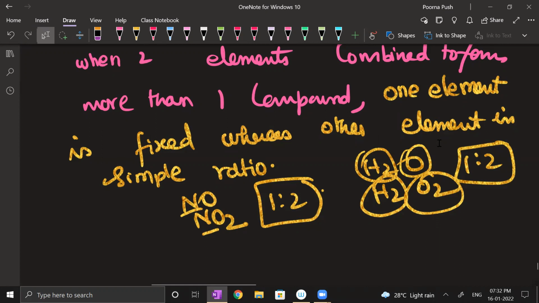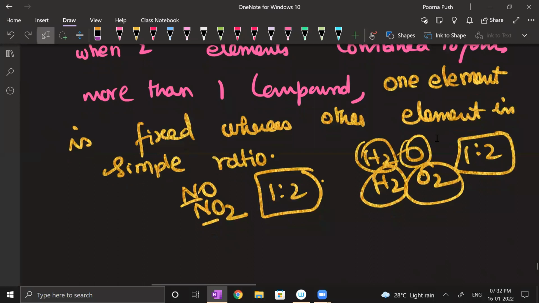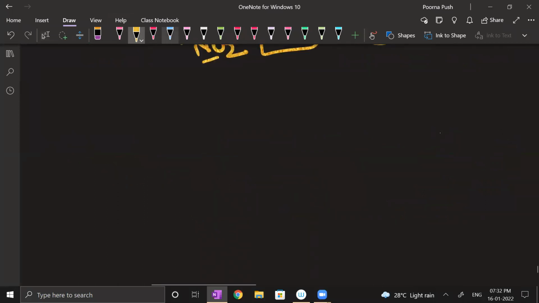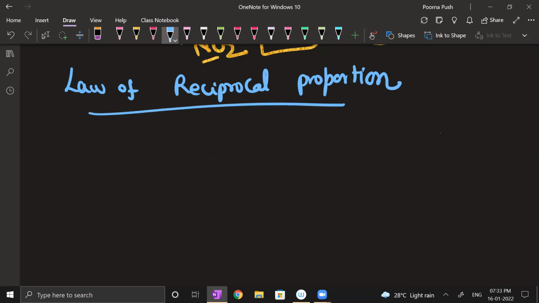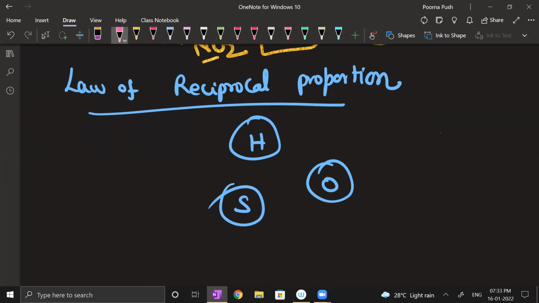All of you understood? Shall I go to next? Law of reciprocal proportion. There are three elements: H, oxygen, sulfur. Take this as the first element, this as the third element, and this as the second element. Okay? First and the third element, if they combine, what will come? Tell me.